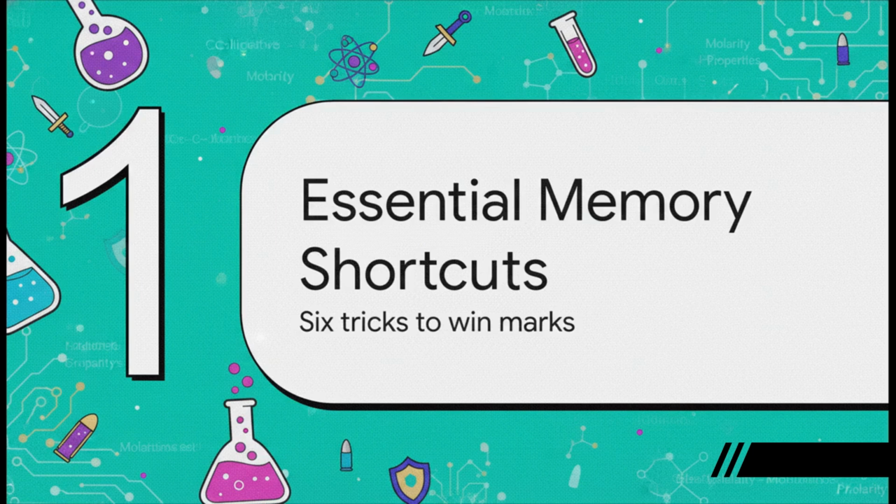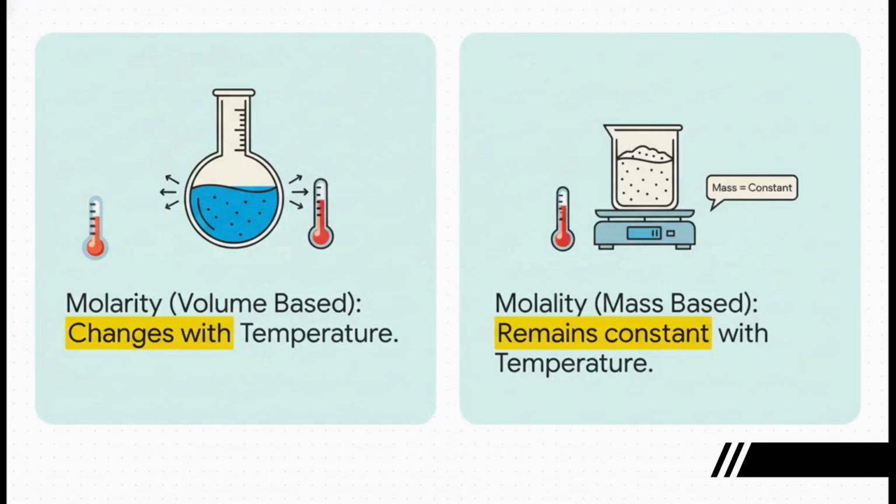First up, let's get you armed with some shortcuts. Seriously, think of these as your secret weapons. They're going to save you precious seconds in that exam hall and help you lock in the right answers with total confidence. So this one is absolutely crucial. The difference between molarity and molality. Okay, molarity has volume in it. And what happens to volume when you heat it up? Right, it expands. So that means molarity changes with temperature. But molality? That's based on mass, and mass doesn't care if it's hot or cold. It stays the same. Trust me, this is a favorite question for CUET examiners.